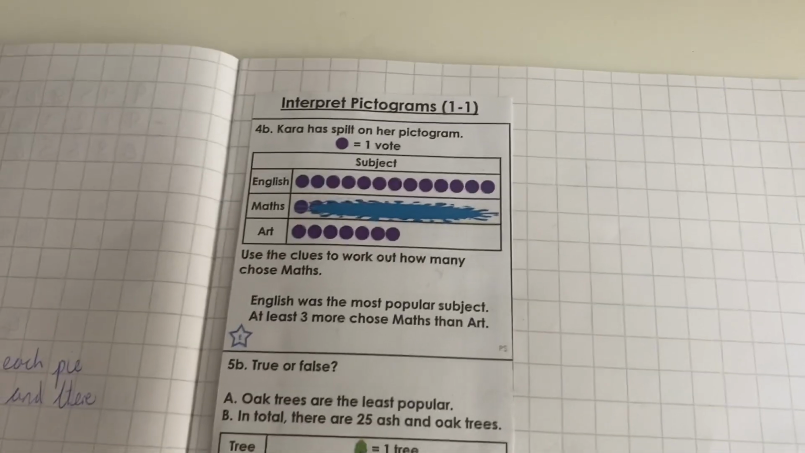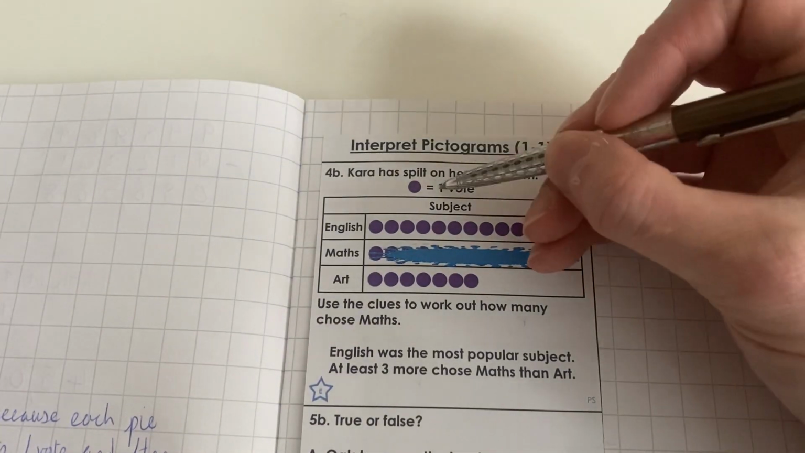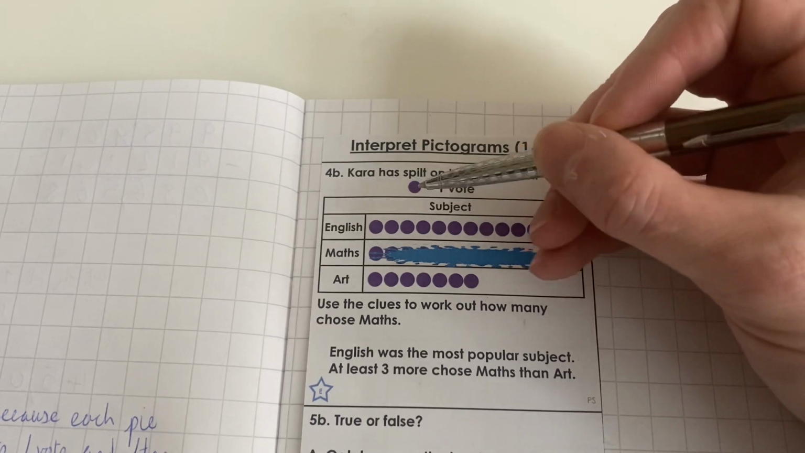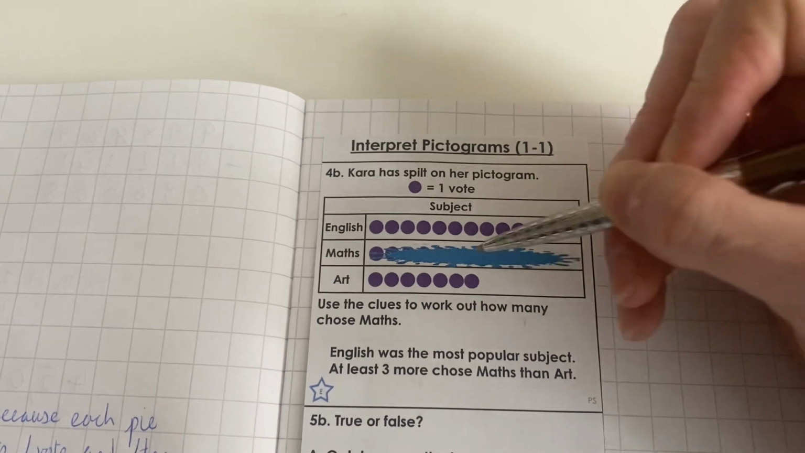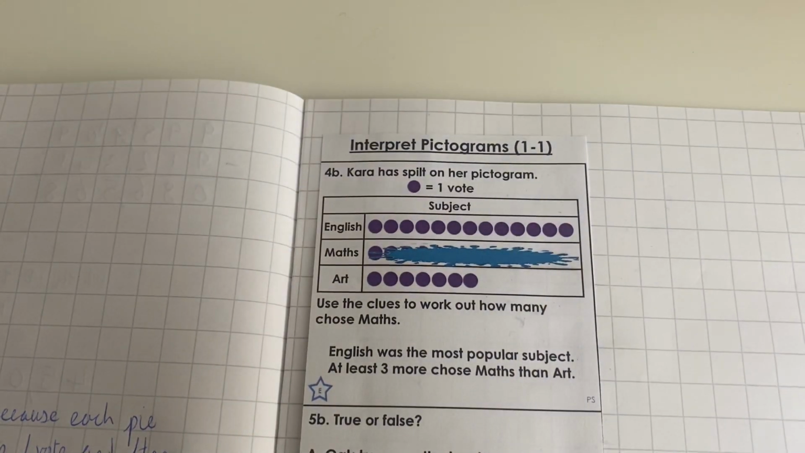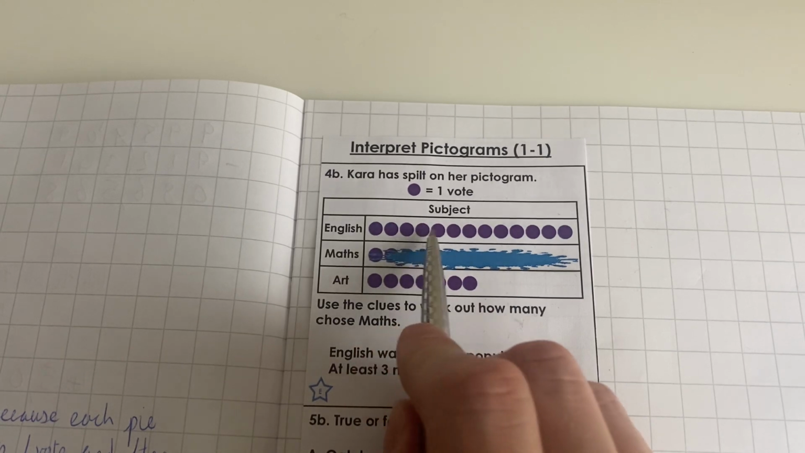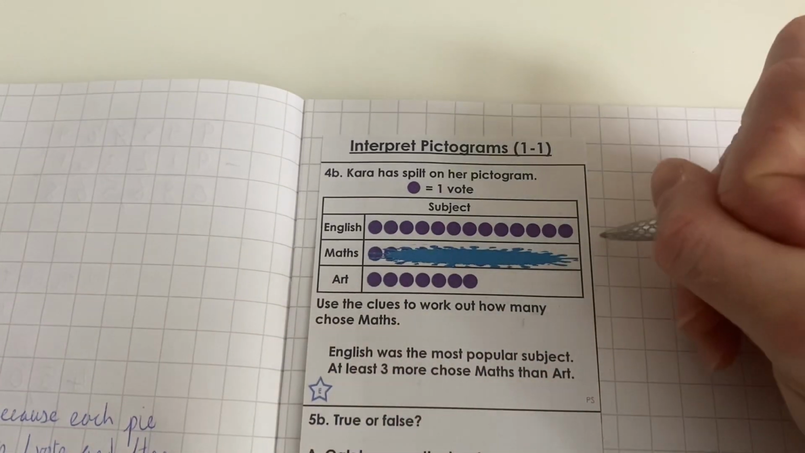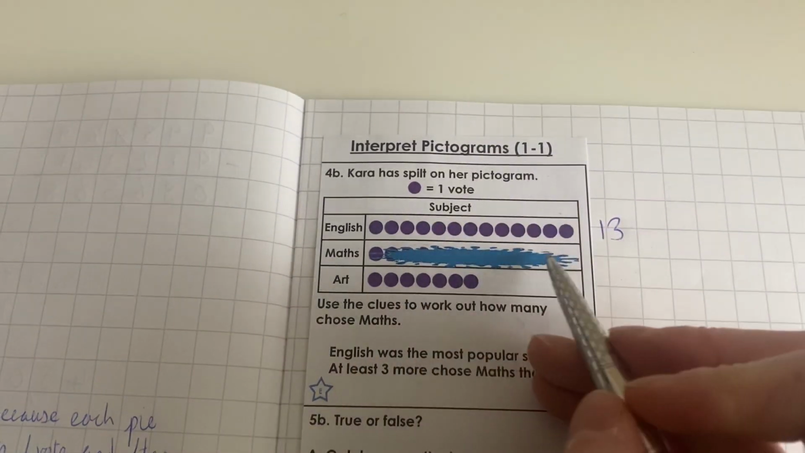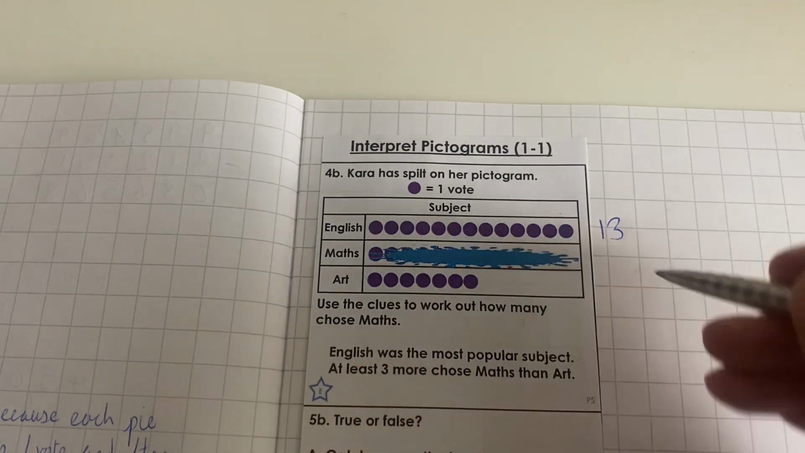We'll do a few more examples. Here we go. Cara has spilt on a pictogram. Each circle is equal to 1 vote. So use the clue to work out how many chose maths. So it's the same principle. We're going to count again, just give us an idea of how many there are. 1, 2, 3, 4, 5, 6, 7, 8, 9, 10, 11, 12, 13. We don't know how many there are for maths. And for art, there's 1, 2, 3, 4, 5, 6, 7.